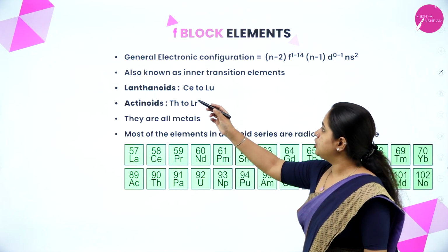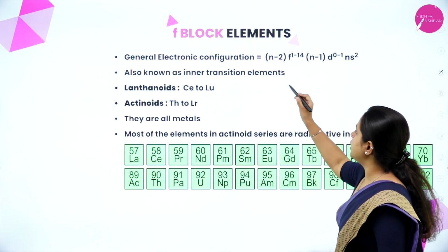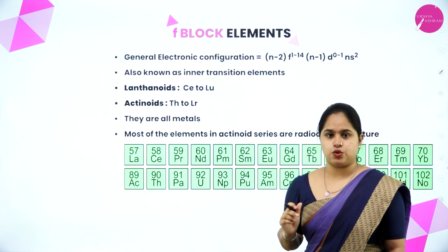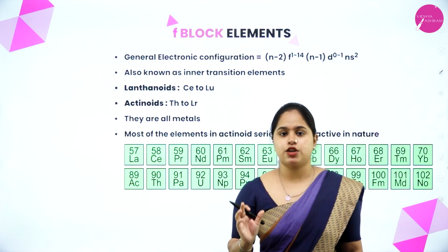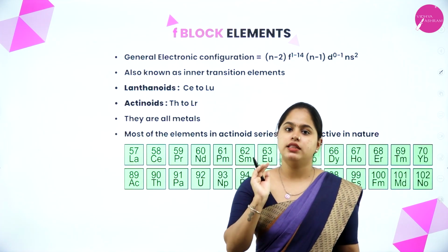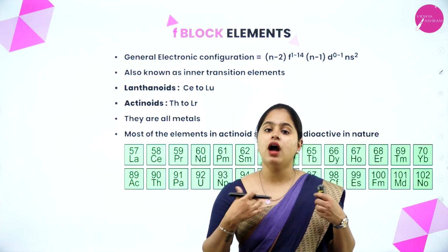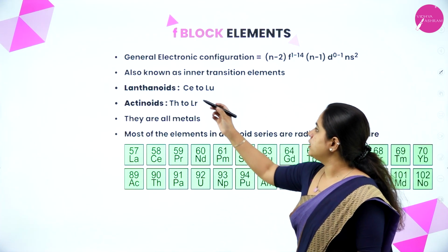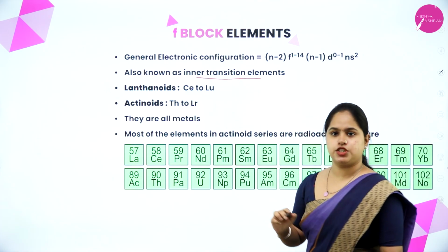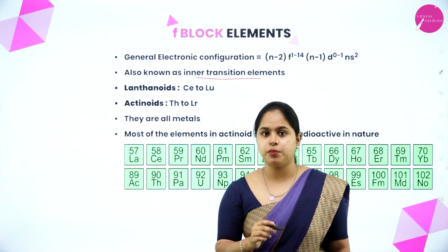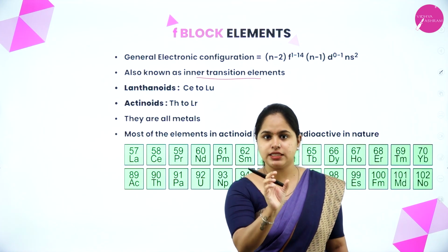Yes, so the general electronic configuration is (n-2)f1 to 14, (n-1)d0 to 1, ns2. So in here the last electron will occupy the F subshell. So in here the last electron will occupy the F orbital. Right. So it is also known as inner transition elements. Why are they called inner transition elements? When we were studying D block elements, yes, lanthanum and actinium.